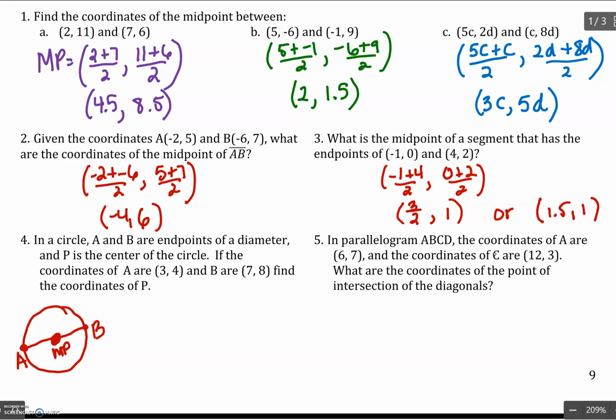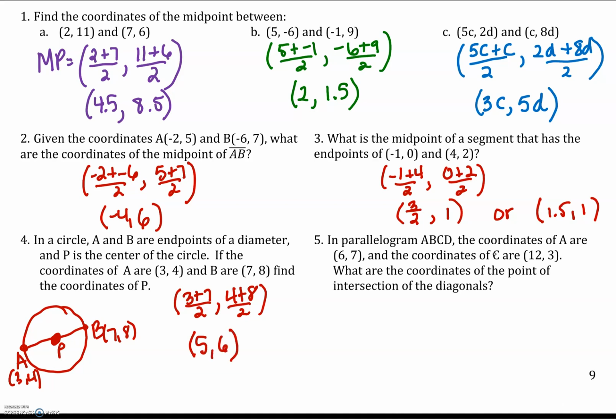So when they're asking us, if the coordinates of A are 3, 4, and the coordinates of B are 7, 8, to find the coordinates of P, which is the center of the circle, they're just asking us to apply the midpoint formula. And so like all the others, we can average the x's and average the y's, and very quickly get 5, 6.